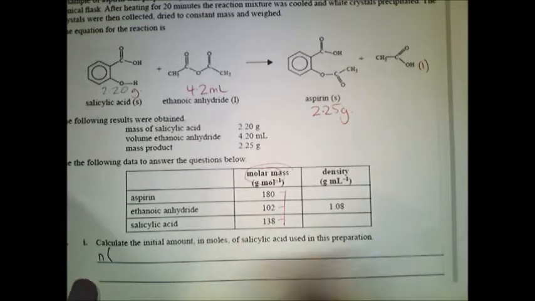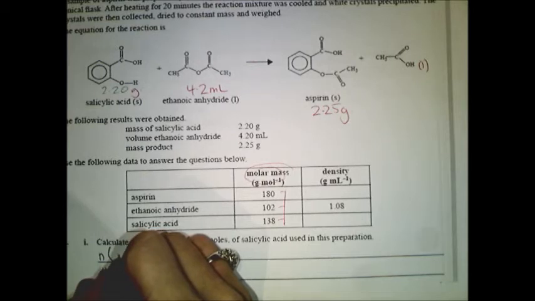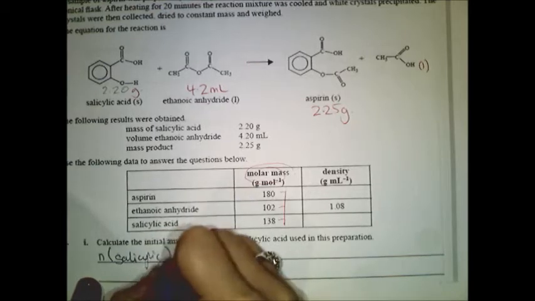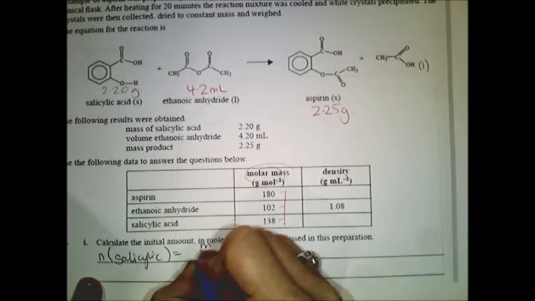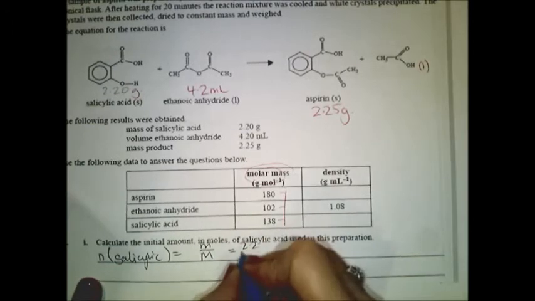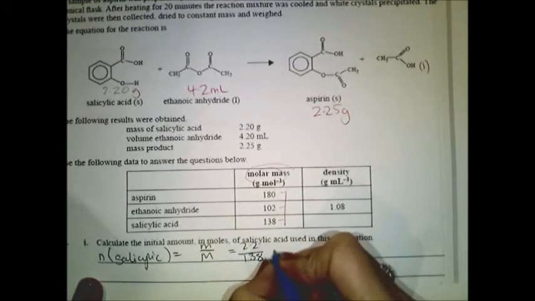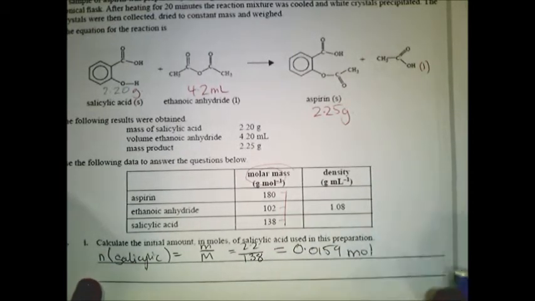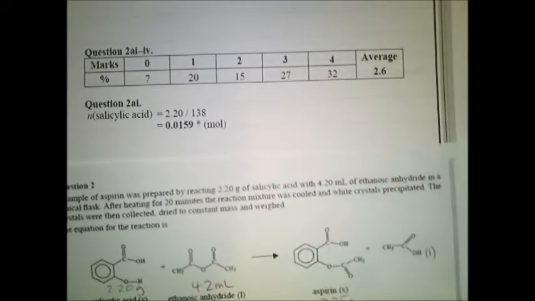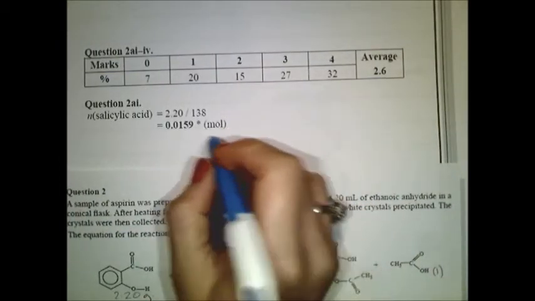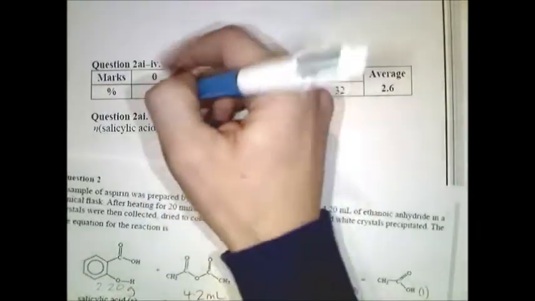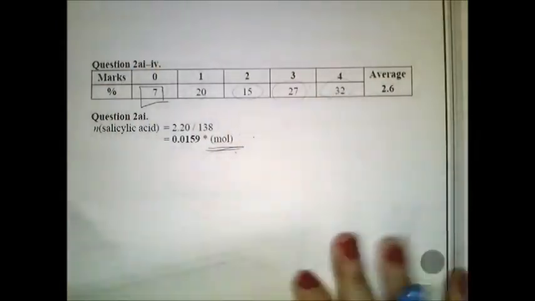Calculate the initial amount in moles of salicylic acid. So the moles of salicylic acid equals mass over molar mass equals 2.2 over 138, and that should equal 0.0159 mole. Okay, so that's quite a simple one to start off with, and here's the VCAA answer, 0.0159. We don't know where the marks are allocated because altogether it's 4 marks, but 7% couldn't even answer this question.